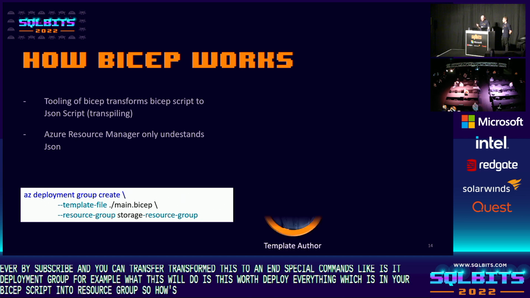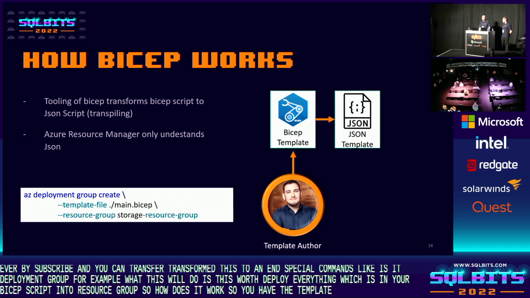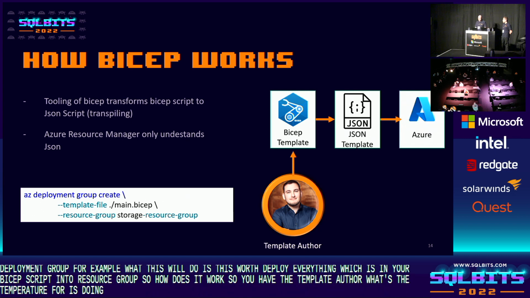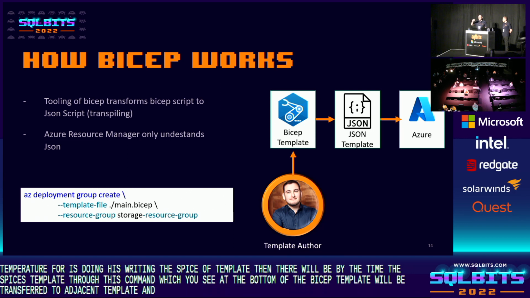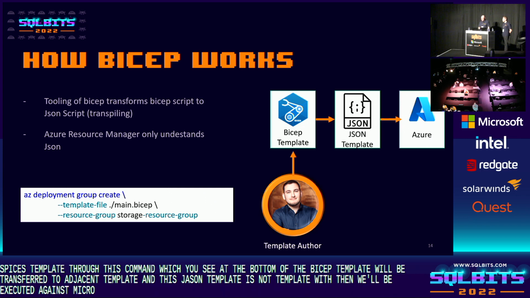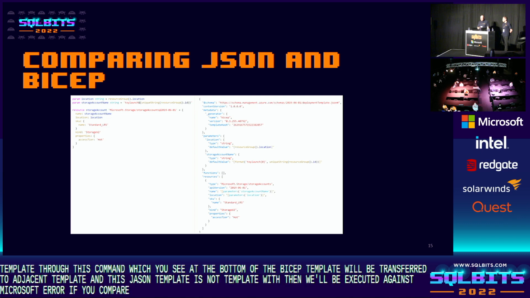So how does it work? You have the template author. What the template author is doing is writing this Bicep template. Then, while deploying this Bicep template through this command, which you see at the bottom, the Bicep template will be transferred to a JSON template, and this JSON template is an ARM template, which then will be executed against Microsoft Azure.